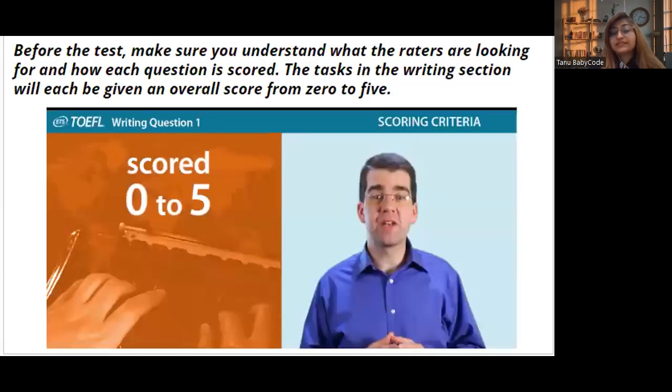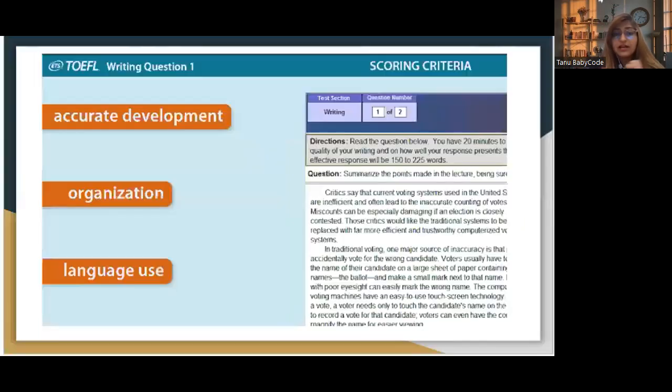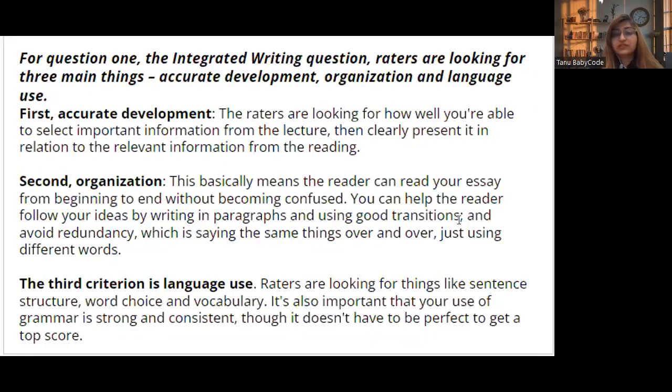Now, before the test, make sure you know what raters are looking for and how your question is scored. The task in the writing section will be scored from 0 to 5. What they look for are three criteria: accurate development, organization, and language. These three things, right? What are these three things?